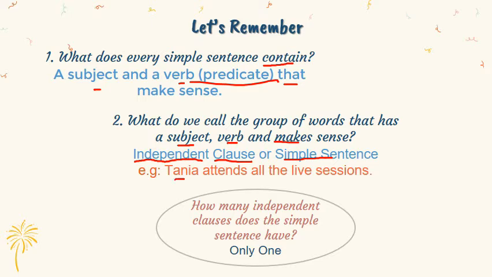For example, Tanya attends all the live sessions. Tanya, this is the subject, attends all the live sessions, this is the predicate of the sentence. So I have here a simple sentence, so I have an independent clause. Why? Because I have one idea. I can understand that Tanya attends all the live sessions. It's clear. How many independent clauses does the simple sentence have? Only one, because it conveys only one idea. One idea. Simple sentence, independent clause. This is like an equal equation.